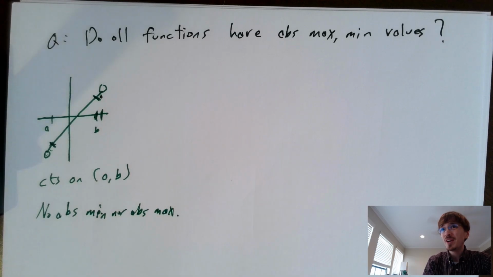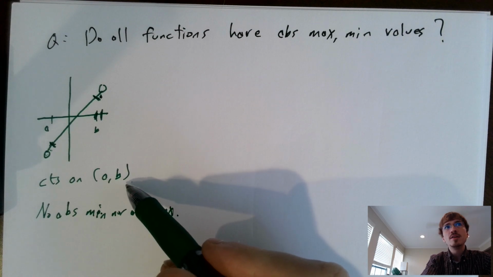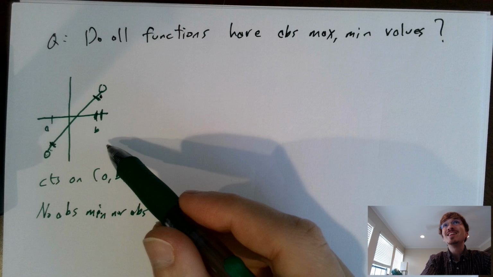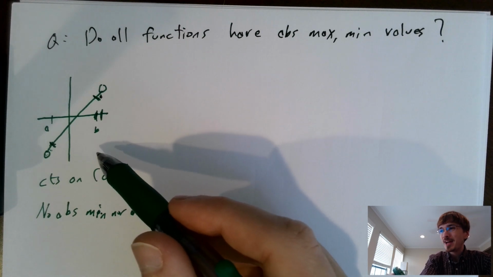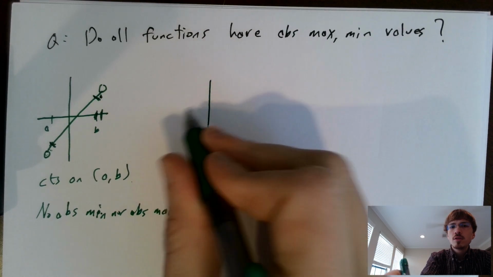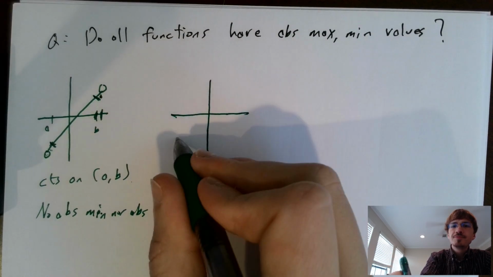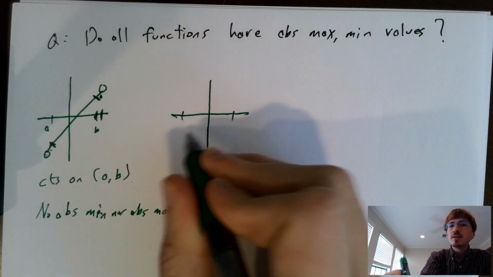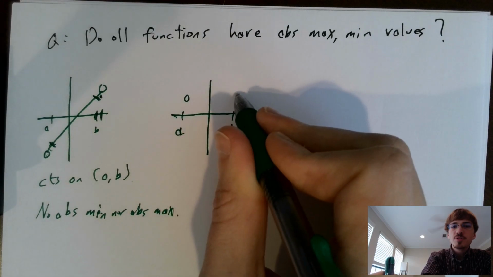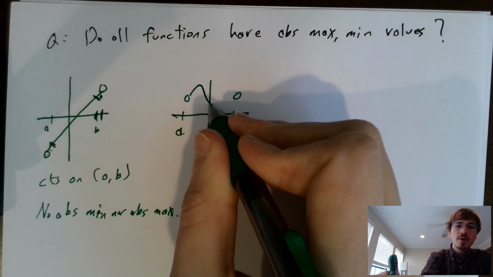And that's kind of strange. So if we're continuous on this open interval, the answer is no. It does not have to have an absolute minimum or maximum. Could it? Sure. Let's draw one where it could. What about this function? Here's A, here's B, and suppose here's my open circle, and it goes up and then down.